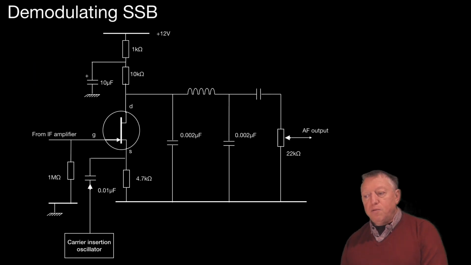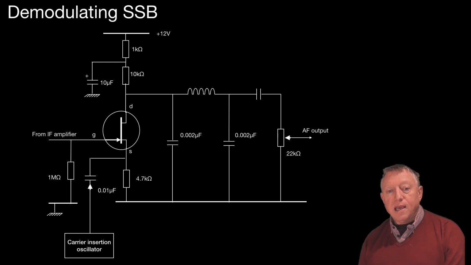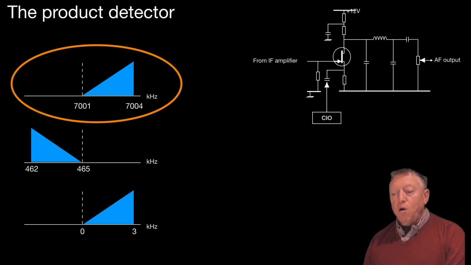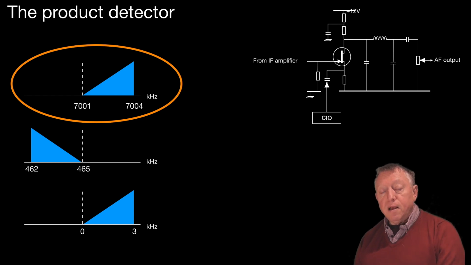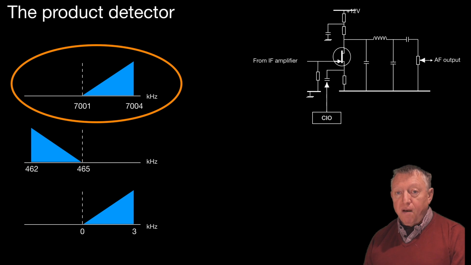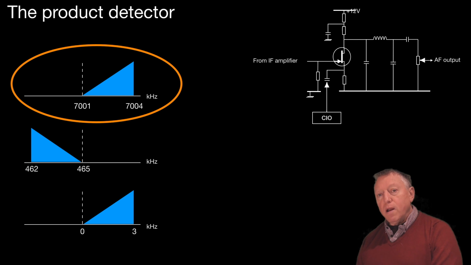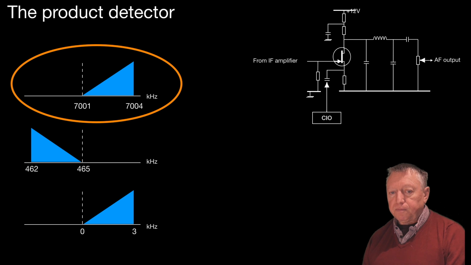So let's just go through a couple of those points again. There is our product detector for demodulating SSB. It relies on a carrier insertion oscillator. This product detector relies on the signal coming through from the IF, from the antenna, and in our example we used 7.001 megahertz going to 7.004 megahertz.